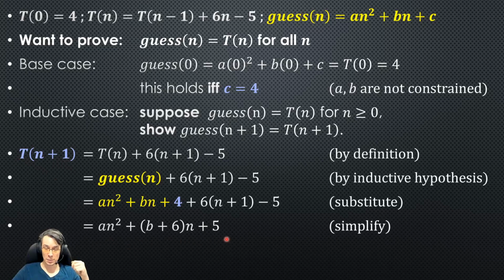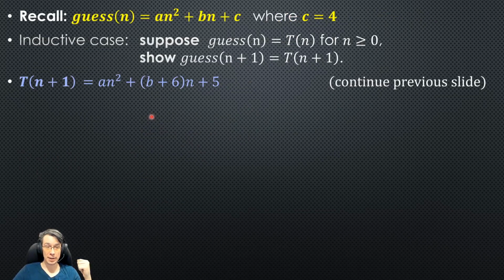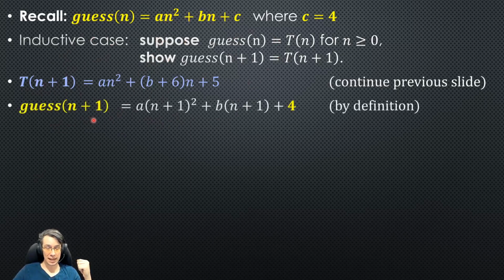This is a closed expression. Let's get a closed expression for guess of n plus 1 that we're trying to show is equal to t of n plus 1. So I'm continuing all the same information on this slide. Here we have t of n plus 1. Let's get our guess of n plus 1. So guess of n plus 1, from our definition of guess of n, is going to be a times n plus 1 all squared plus b times n plus 1 plus c, where c is 4, so plus 4.